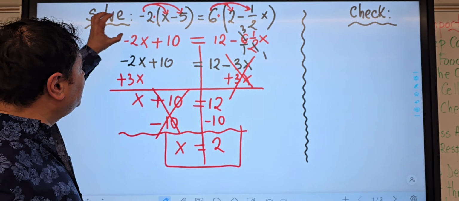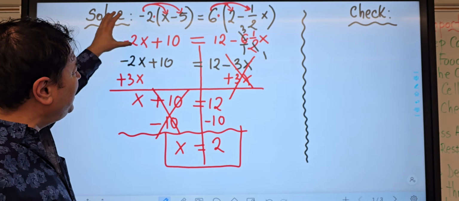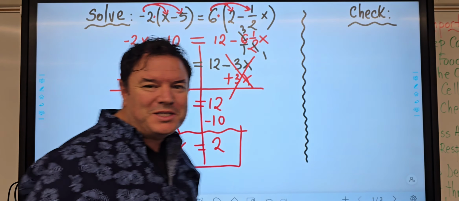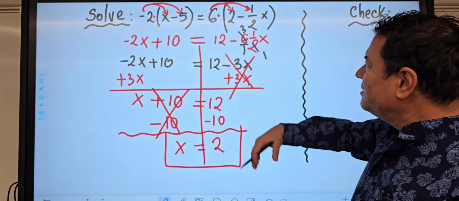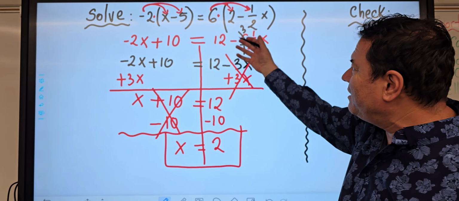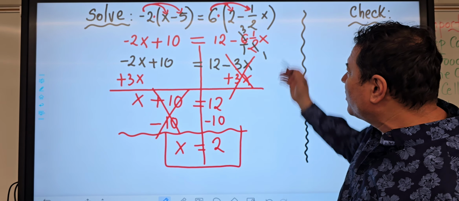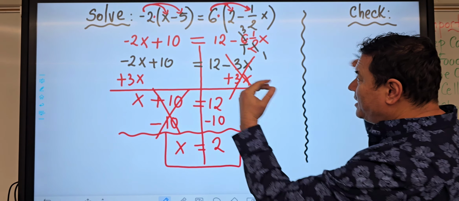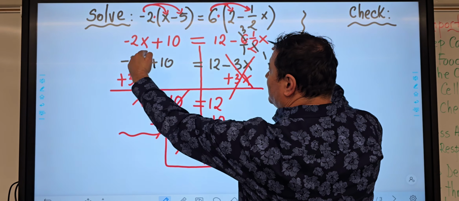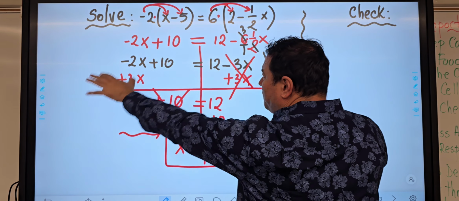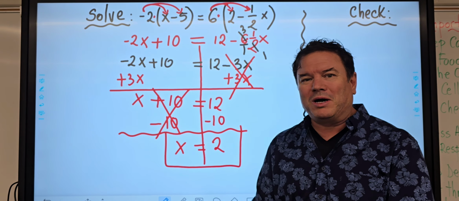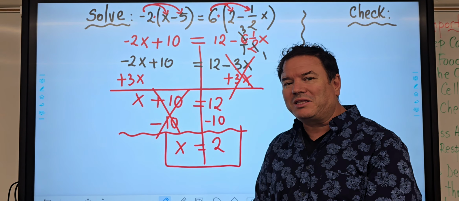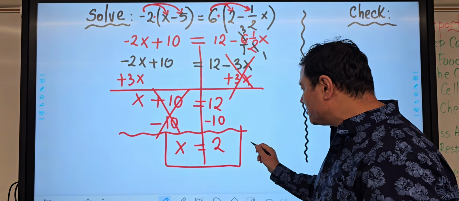The equation seems a lot more complicated in the beginning, but after we use the distributive property, we distributed negative 2 over x and negative 5 and 6 over 2 and negative 1/2 x. We did not have any more parentheses. Then we brought all the variables to this side of the equation, and then we just had one step equation, subtracted 10 on both sides, and we got the answer.